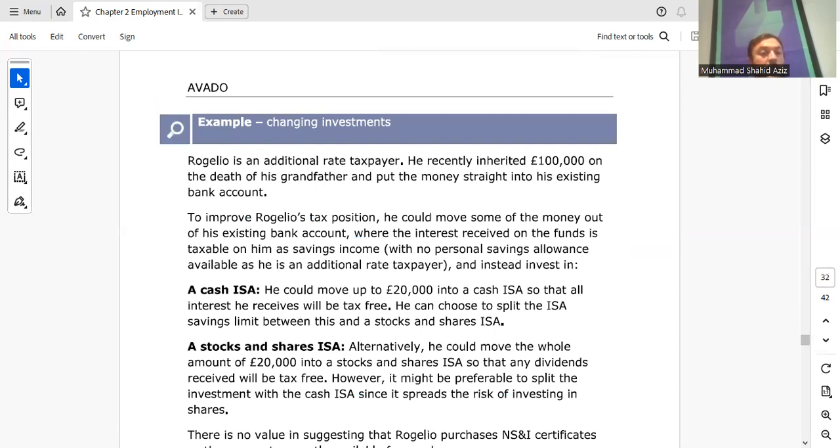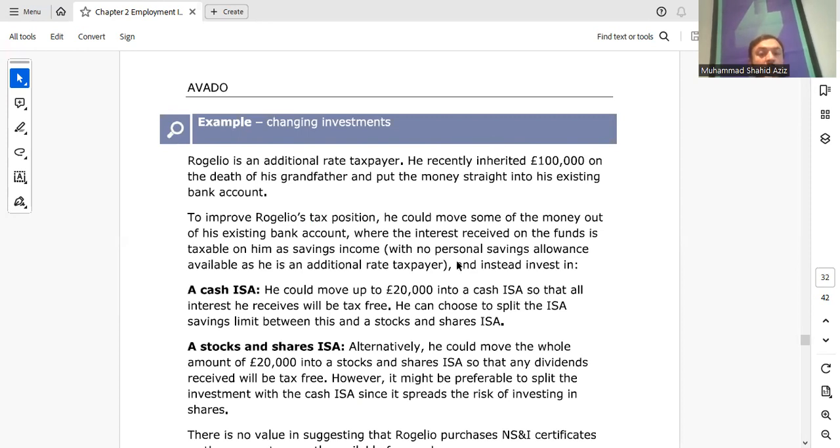Let's see. Rogelio is an additional rate taxpayer. He recently inherited £100,000 on the death of his grandfather and put the money straight into his existing bank account. To improve Rogelio's tax position, he could move some of the money out of his existing bank account, where the interest received on the funds is taxable on him as savings income.